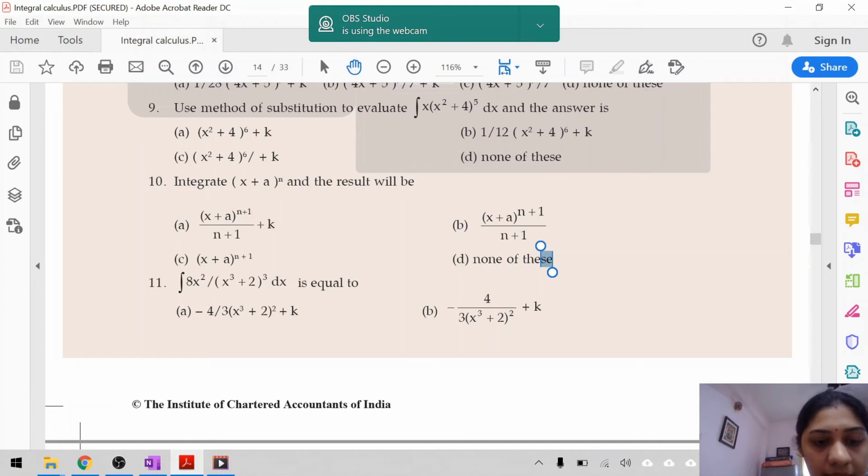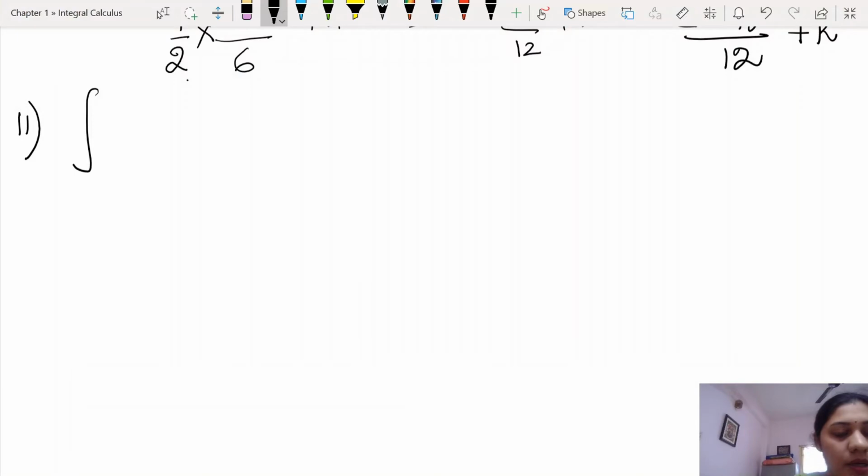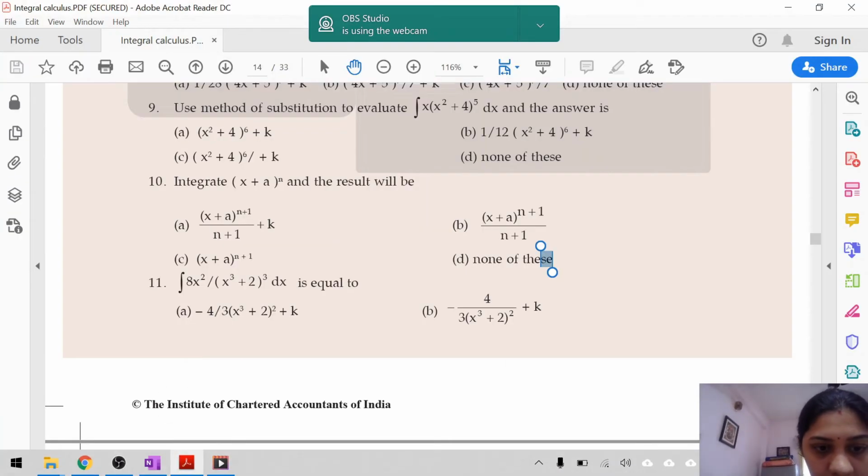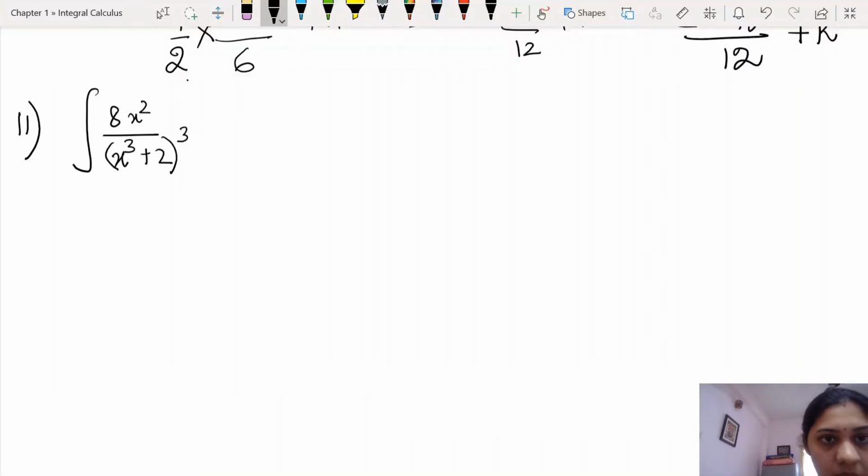Integrate 8x square divided by x cube plus 2 the whole power 3 dx. Let me just check once if I've taken it down correctly. X cube plus 2 the whole square. Okay. Let's come back now. There is a dx. Let's not forget that.